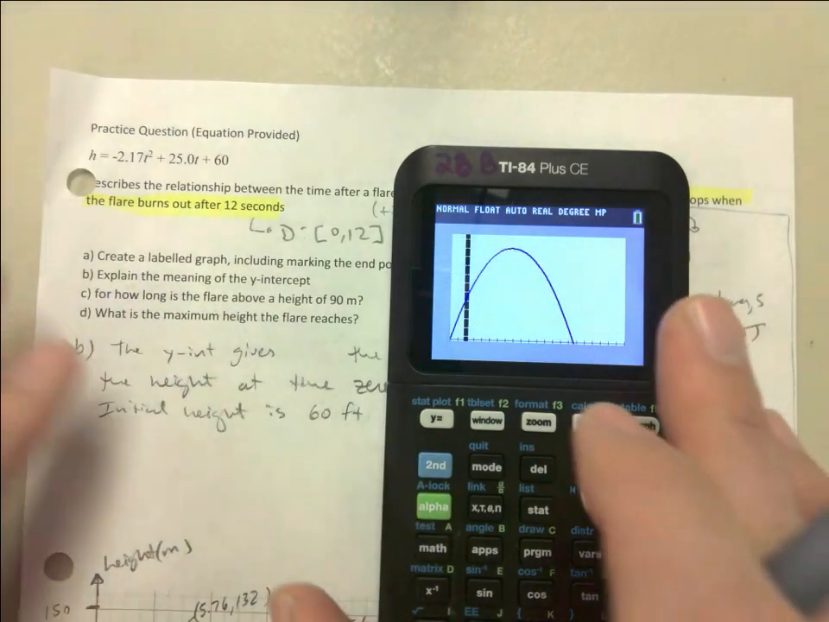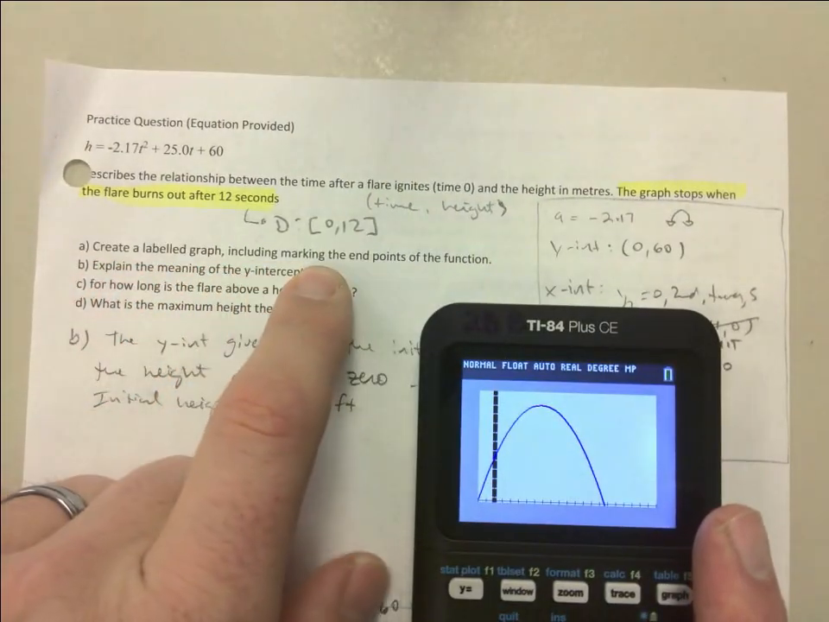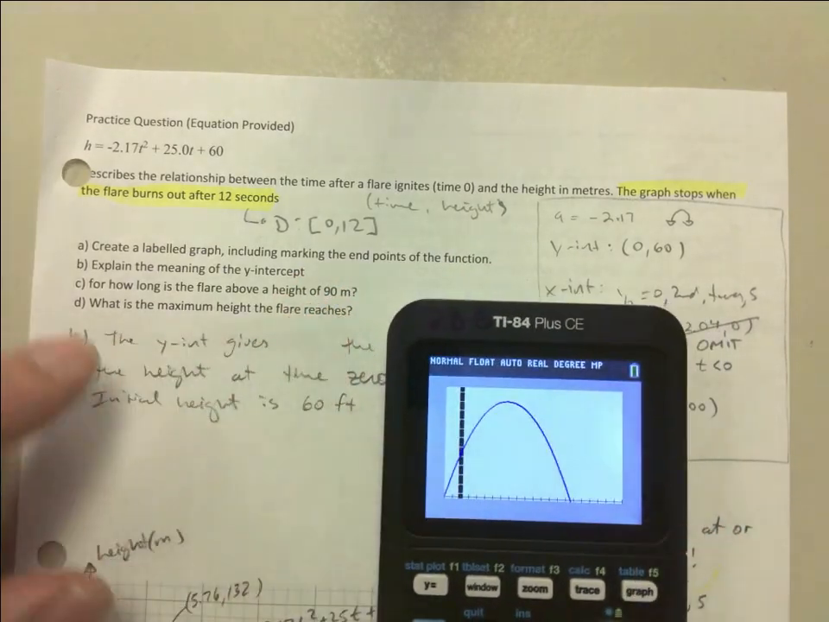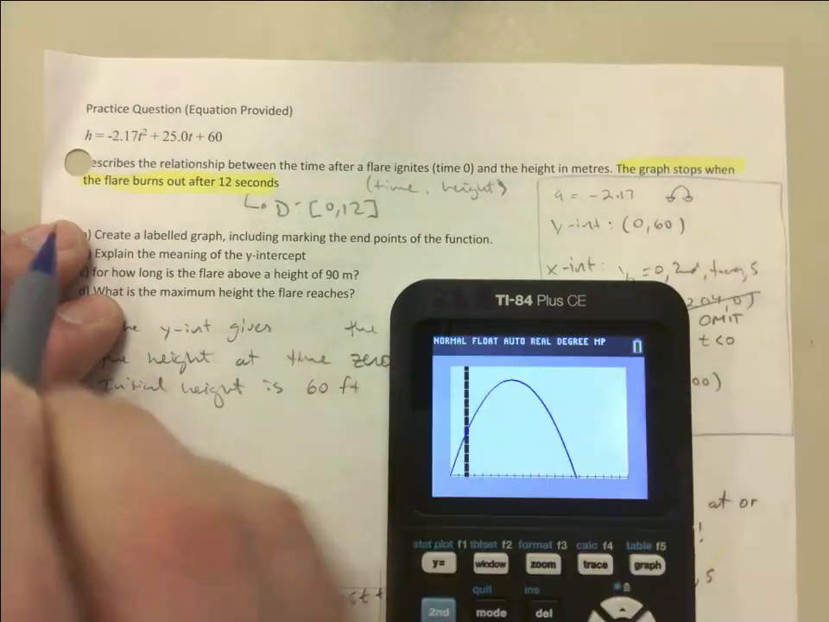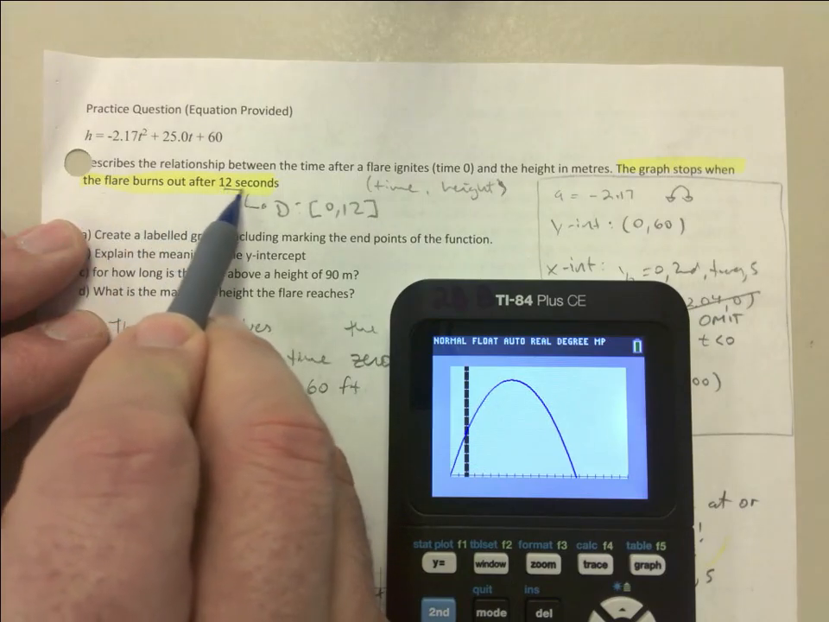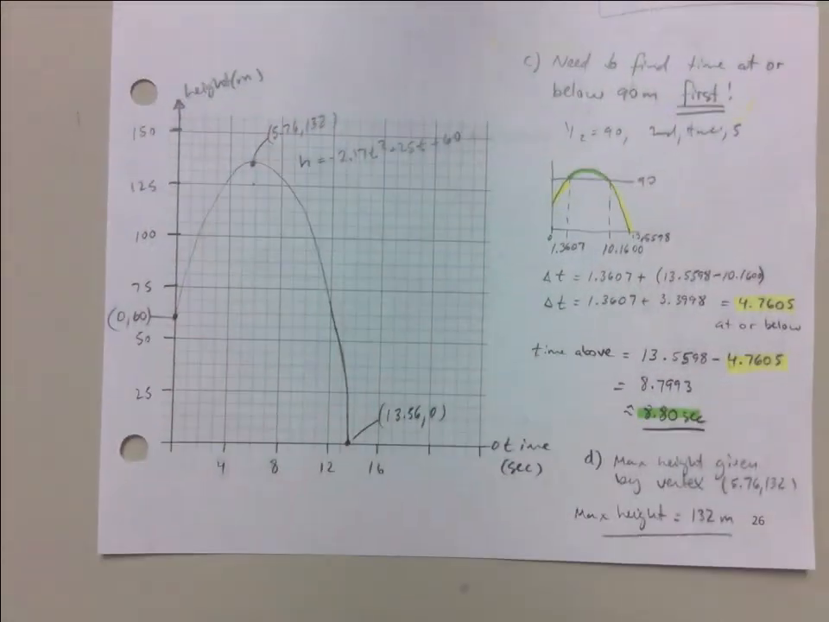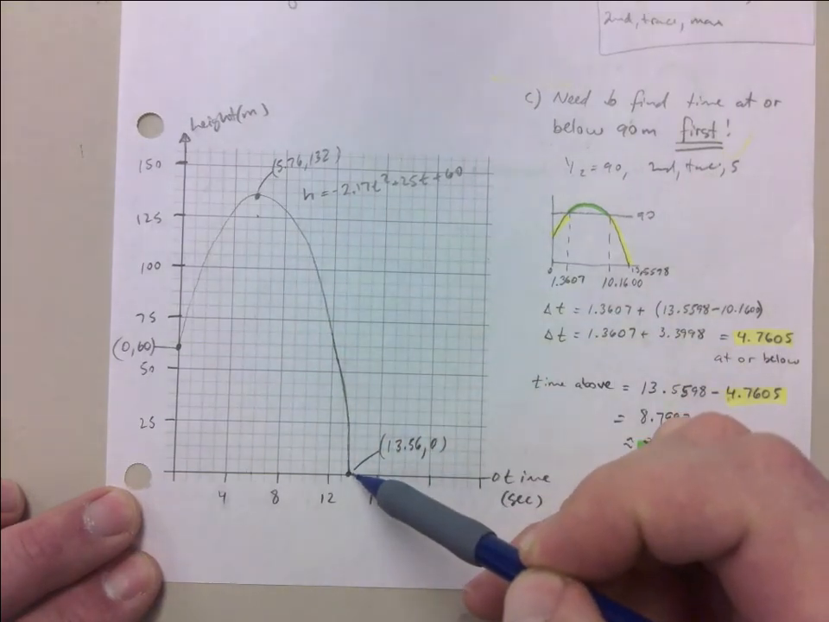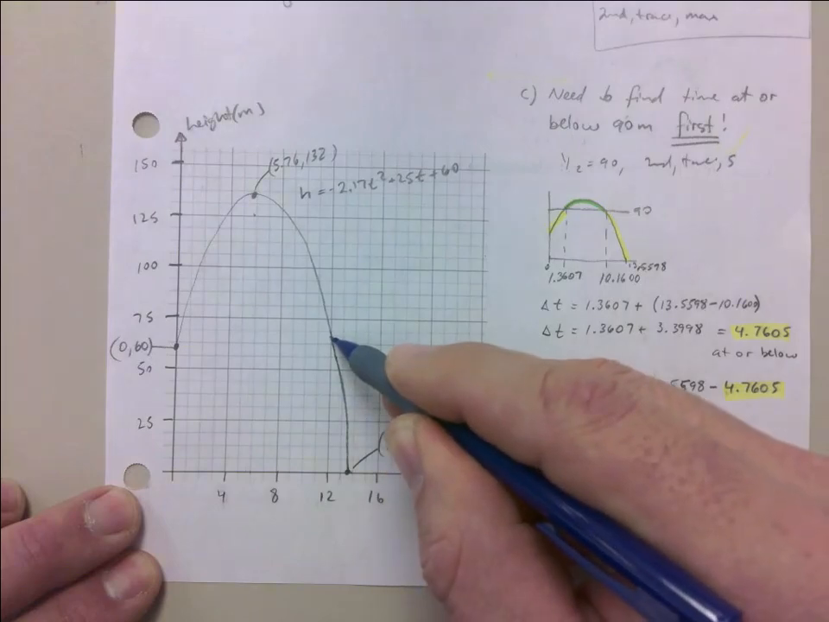All right, so this is the graph. It says create a labeled graph including marking the endpoints of the function. There's one thing that my key did not account for: the graph stops when the flare burns out after 12 seconds. So this graph on the answer key shows that it's hitting the ground. So technically this would not be a correct graph. It would stop technically right here where 12 is. It should stop right there.